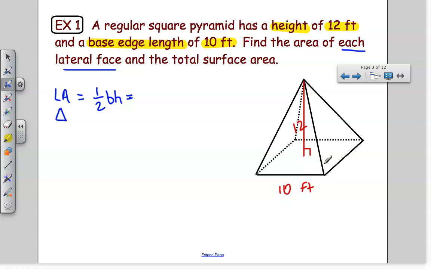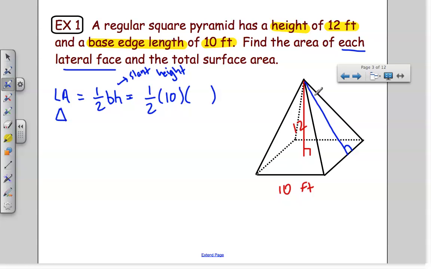For each of these triangles, I do know the base. It was a square pyramid and the base edge length was 10. What's the height of those triangles? Now the height of the triangles is not 12, that's the height of the pyramid going at a right angle. What I want is the height of the actual triangles. So the slant height. This would actually be the slant height of the pyramid.